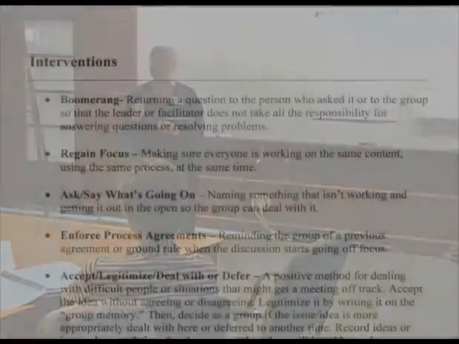And that's what Ask or Say What's Going On is about. Now, it's hard. Ask or Say What's Going On is tough to do, but it's also extremely powerful. And you can really, really get those difficult conversations surfaced and have them here. And that's what this is about.